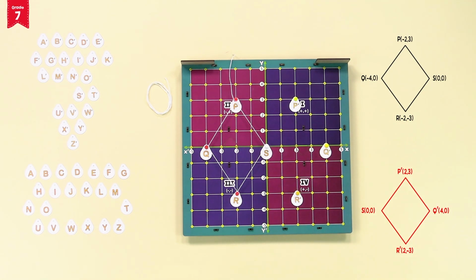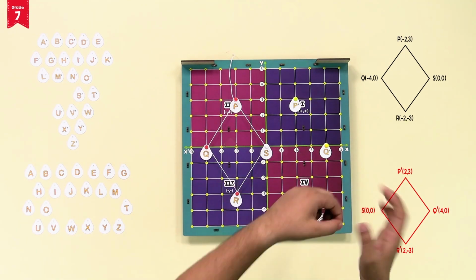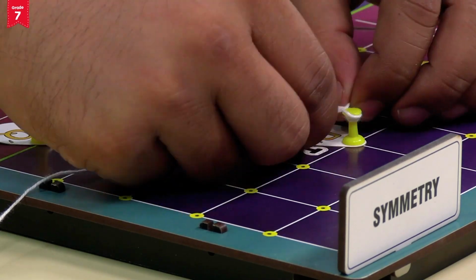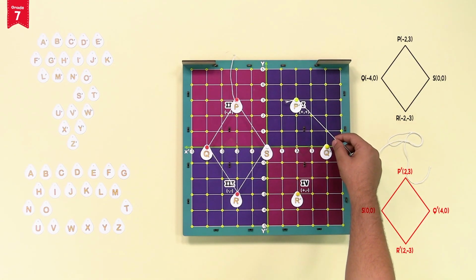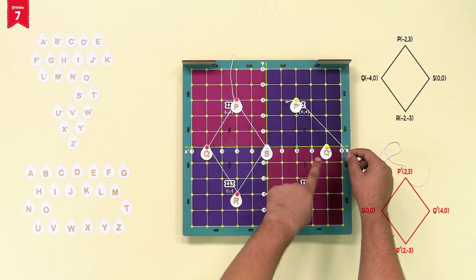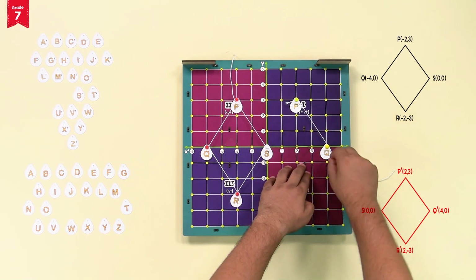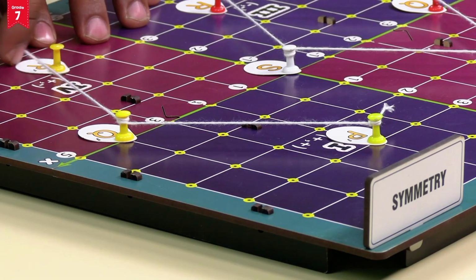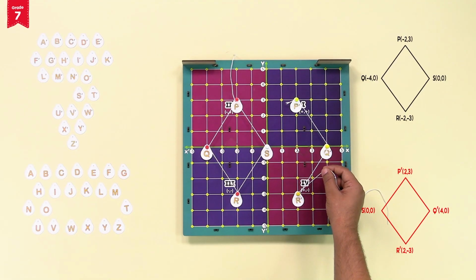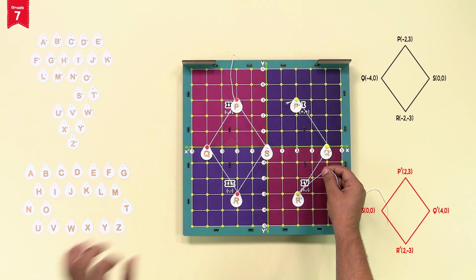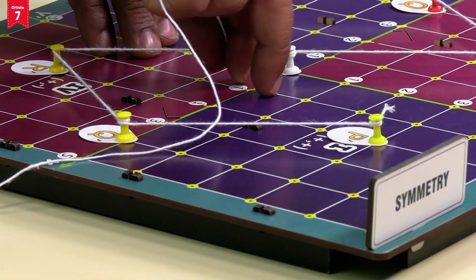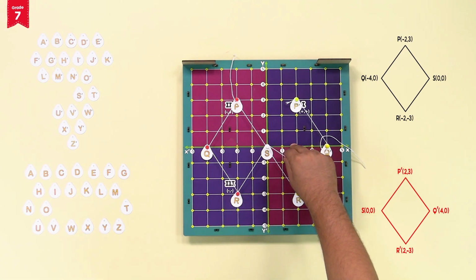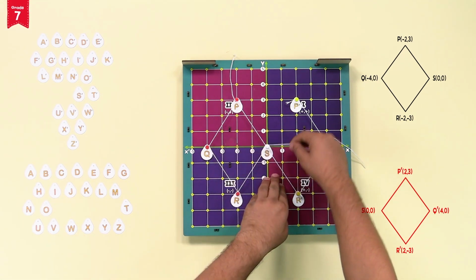Now, take the other half of the thread and tie it over the reflected point of point P, which is P dash. Followed by the reflected point of point Q, which is Q dash. Then the reflected point of point R, which is R dash. Then the reflected point of point S, which is S. And finally, at the reflected point of point P, which is P dash.